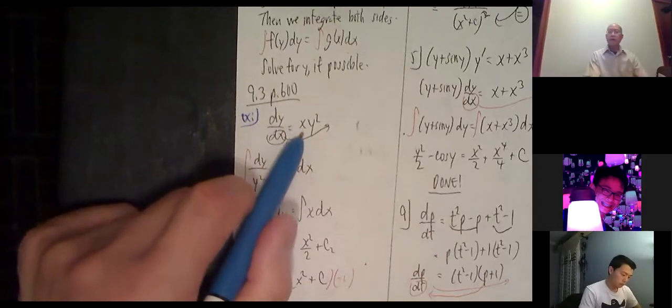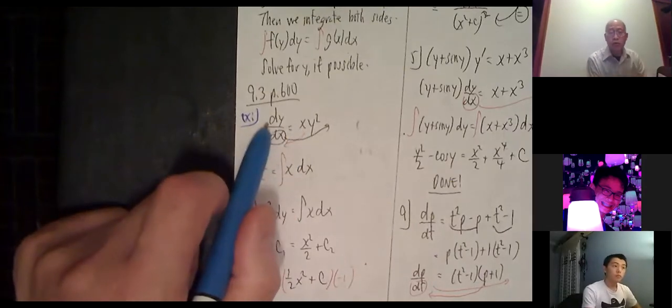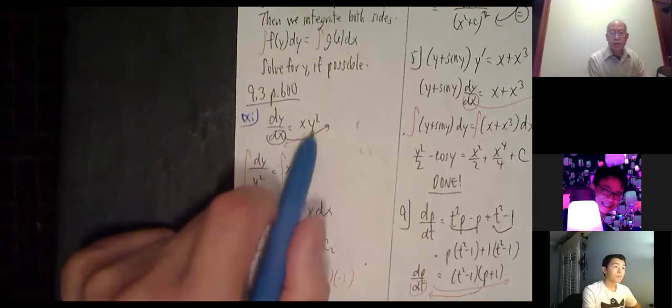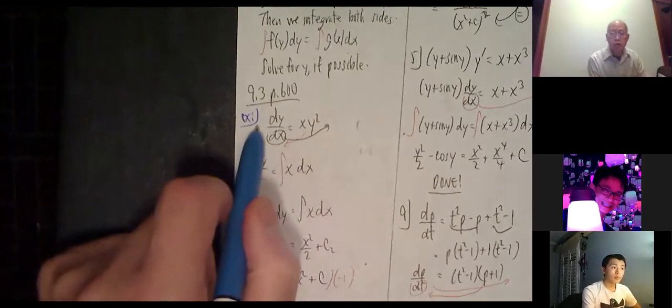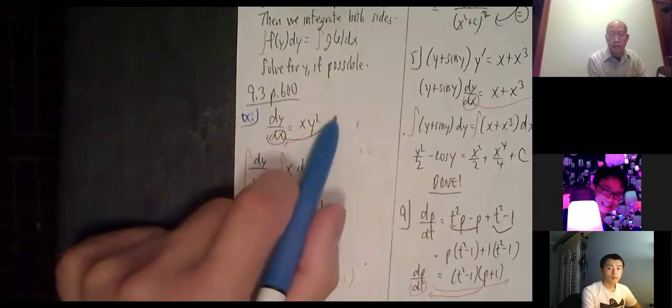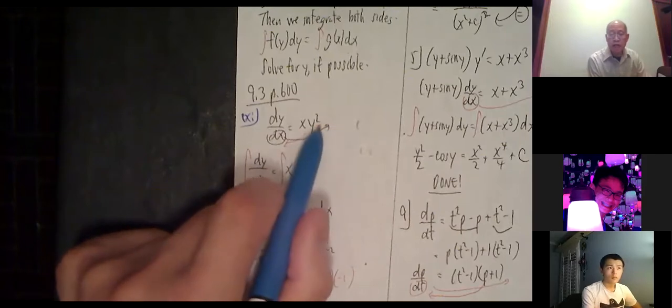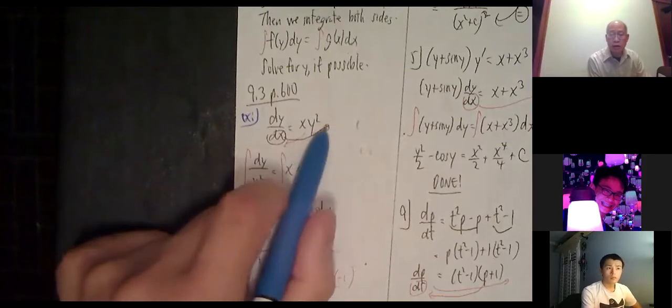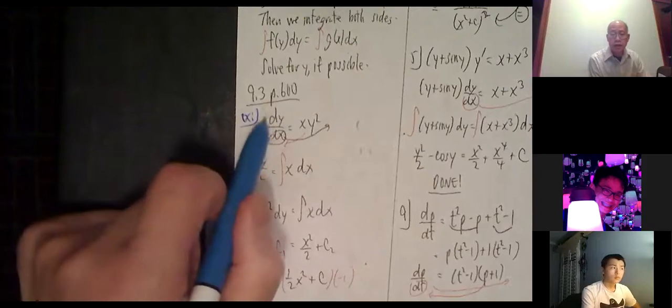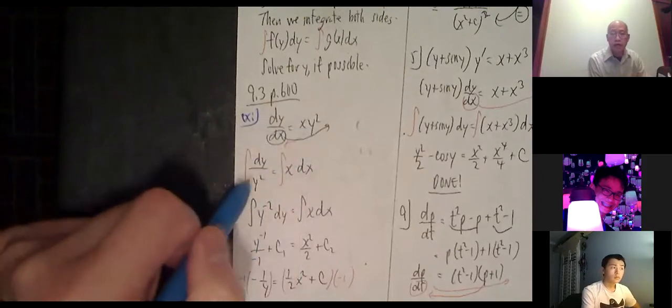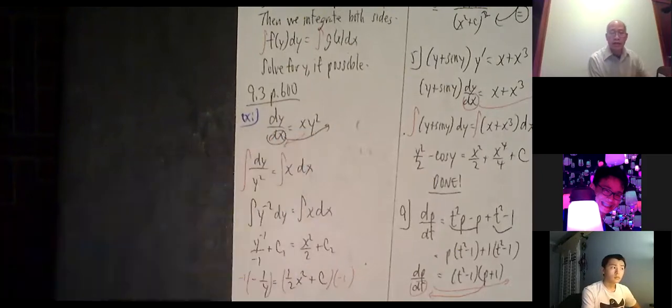Now, your objective is to get all the y's on one side with dy and all the x's on the other side. So I will multiply both sides by dx, which comes over here, and I'll divide both sides by y squared. So it's going to look like this: dy over y squared equals x dx. So that's the same thing, right?